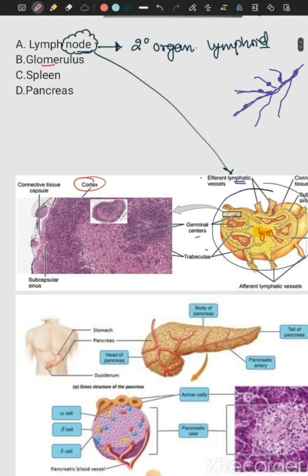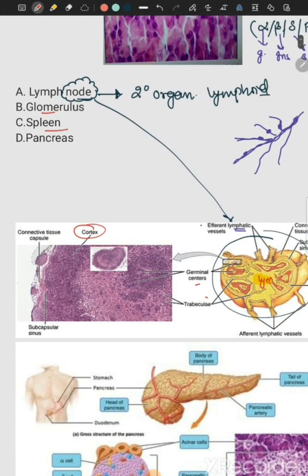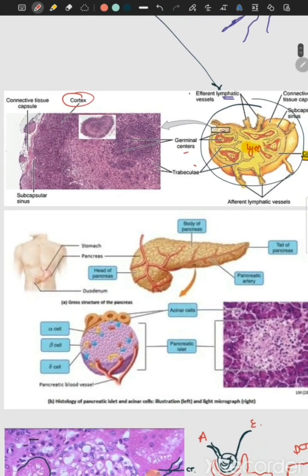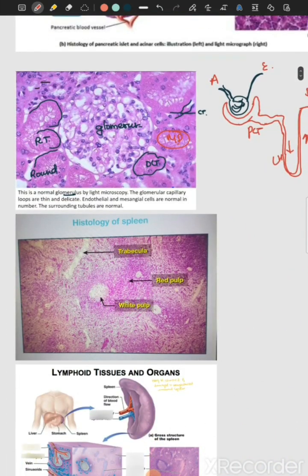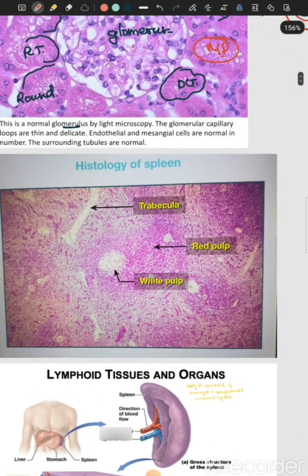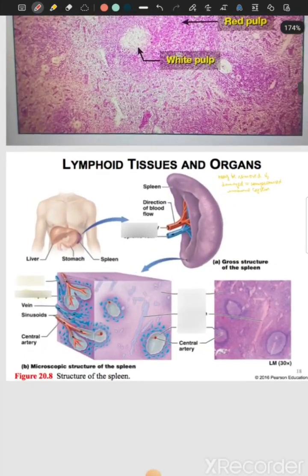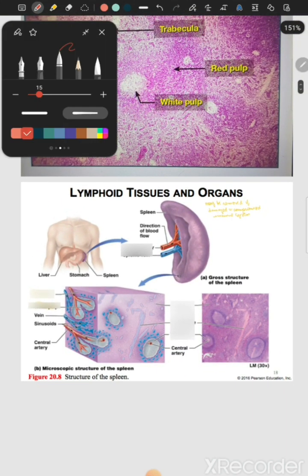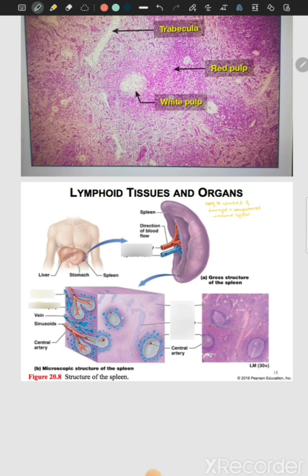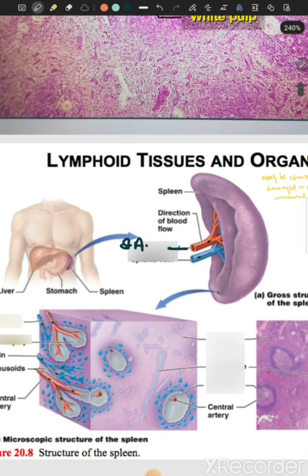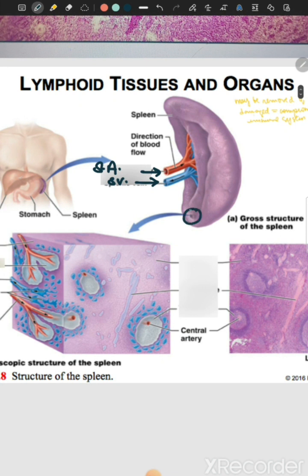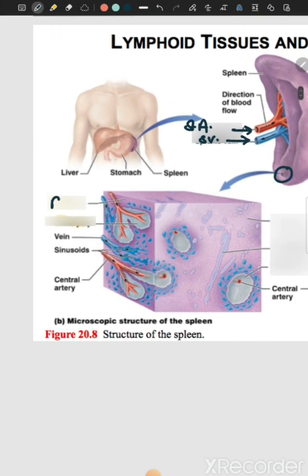Now after that the next option is spleen. Spleen itself is a secondary lymphoid organ. In the secondary lymphoid organ, what you should remember is that there is a pulp. So here the spleen has a splenic artery and this one is the splenic vein. Now when we cut one small part of the spleen and look at it, the outer one is the red pulp, and the inner one is white in color, so it is the white pulp.